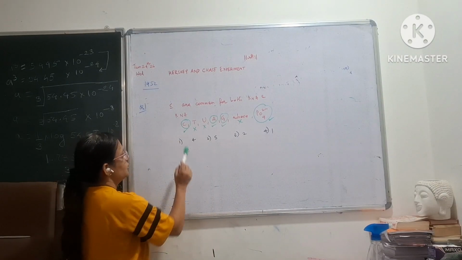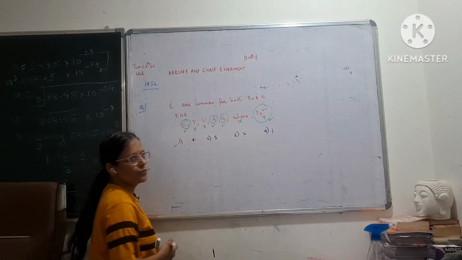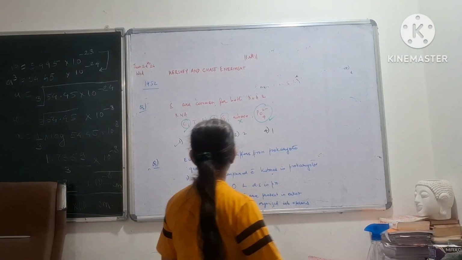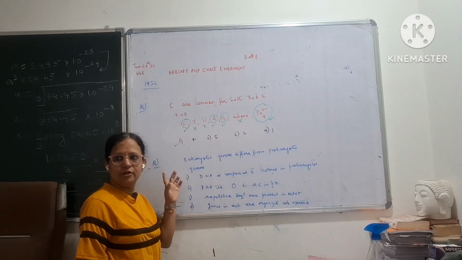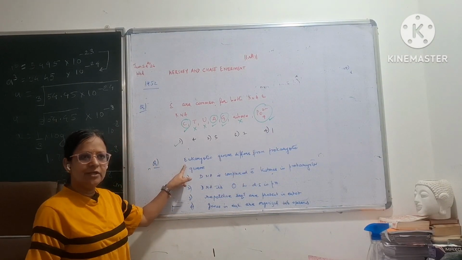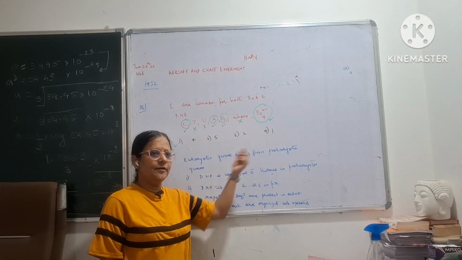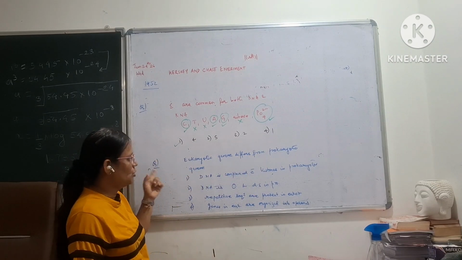So if you count 1, 2, 3, 4, your answer is what? Option 1. Right? Next MCQ. Now here the question is, eukaryotic genome differs from prokaryotic genome. Eukaryotic meaning all higher organisms and prokaryotic meaning bacteria. So you can say that the eukaryotic genome differs from the bacterial genome first.